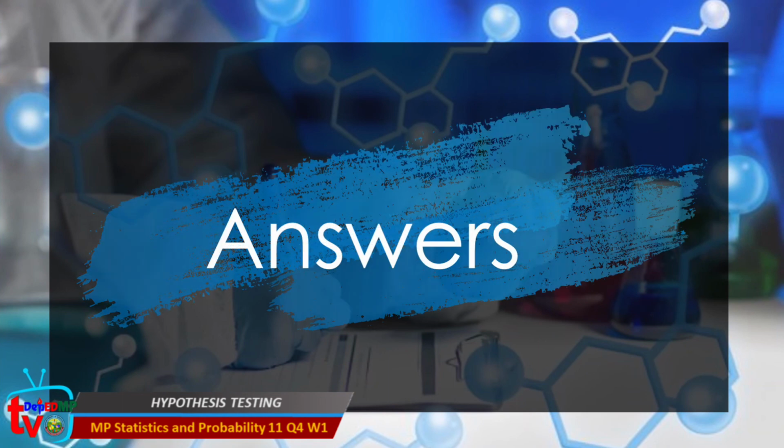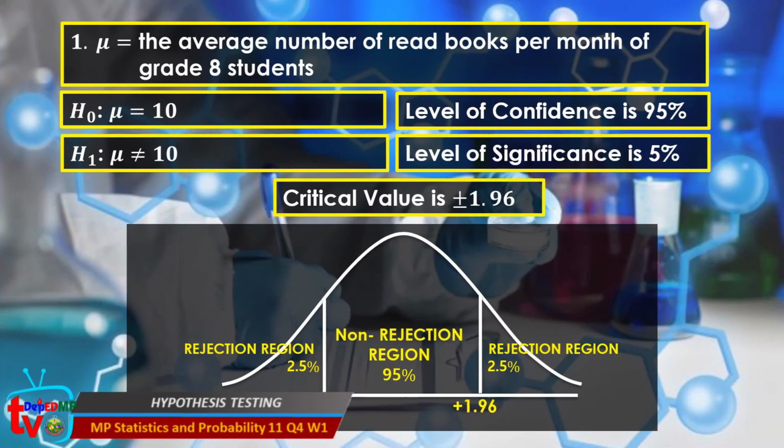Let us now check your answers. Number 1. The average number of read books per month of grade 8 students is the parameter. The null hypothesis is mean is equal to 10. Alternative hypothesis is mean is not equal to 10. The level of confidence is 95% and the level of significance is 5%. Since the alternative hypothesis used a not equal sign, therefore the critical value is positive and negative 1.96 because the situation is a two-tailed test.